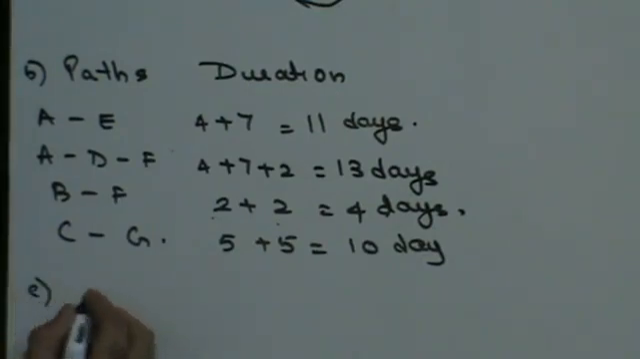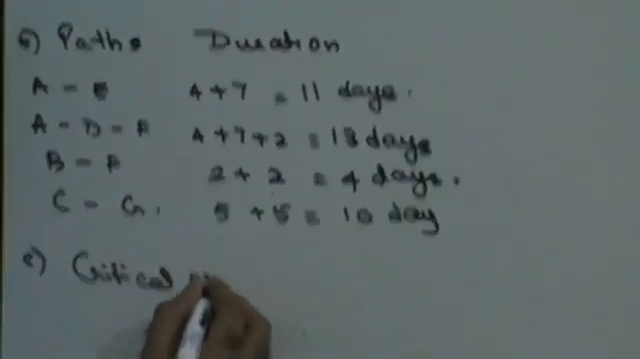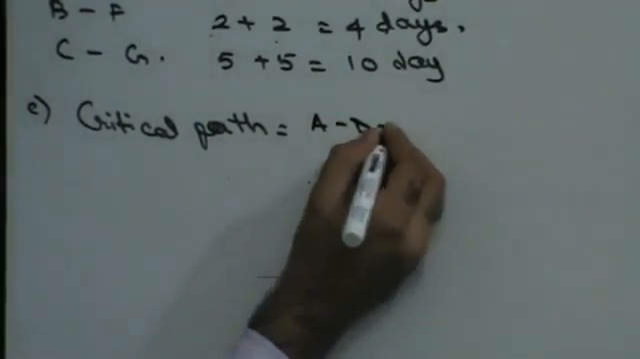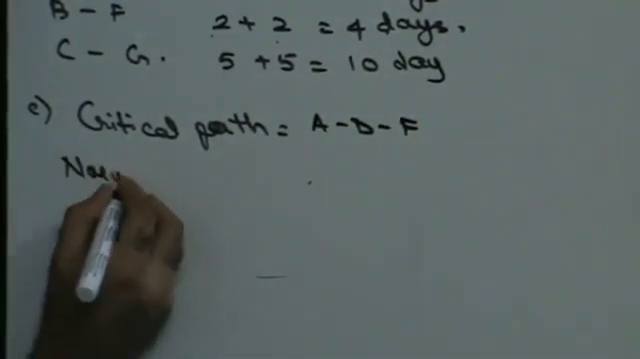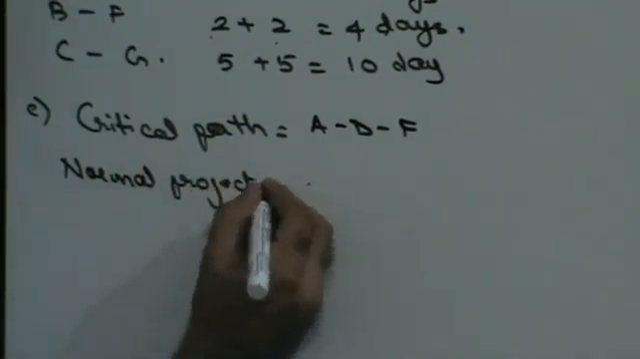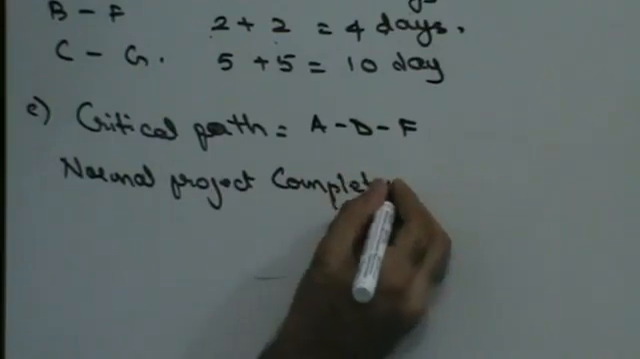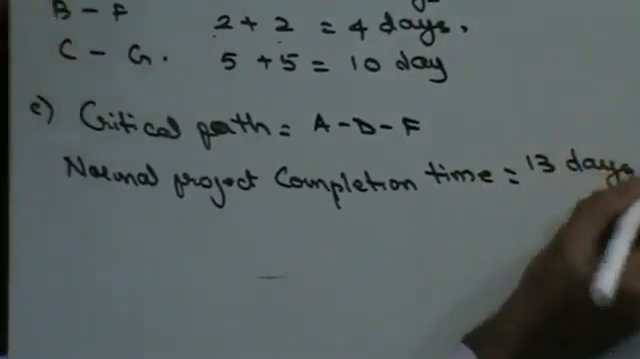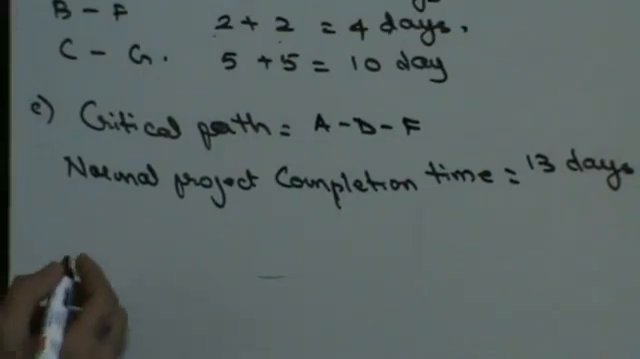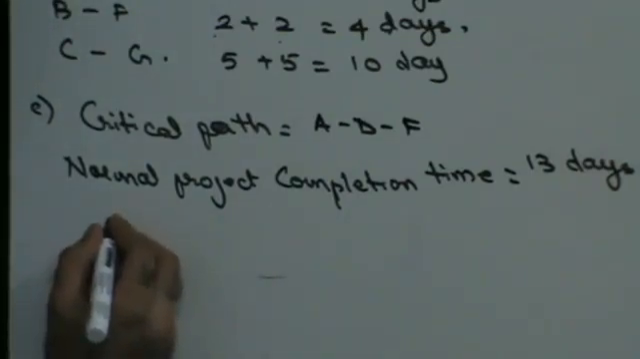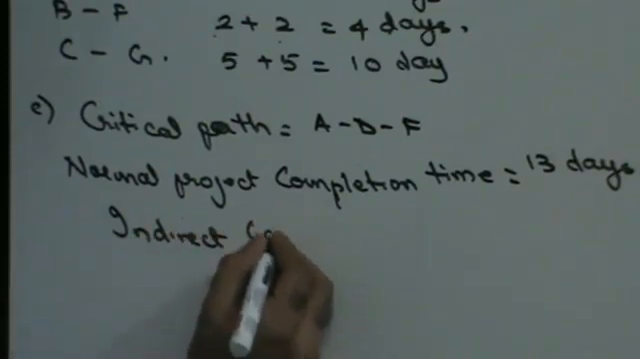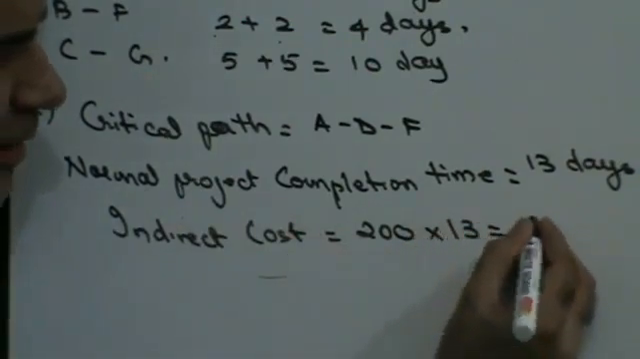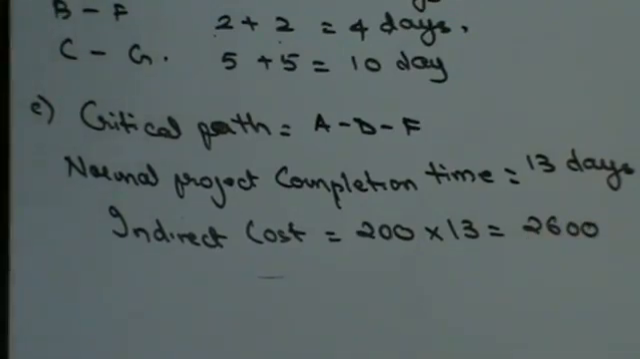Right? So now my critical path is the path which requires maximum time. So my critical path is going to be ADF. My normal project completion time is the time required for the critical path, that is 13 days. Now, indirect cost is given to you as 200 rupees per day. Your project is going on for 13 days, that means 2600 rupees is going to be your indirect cost.